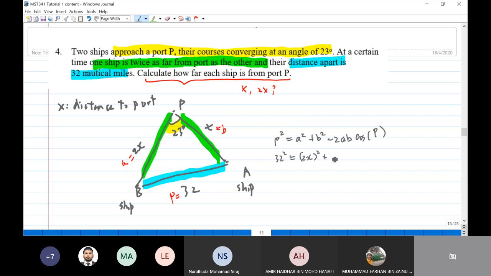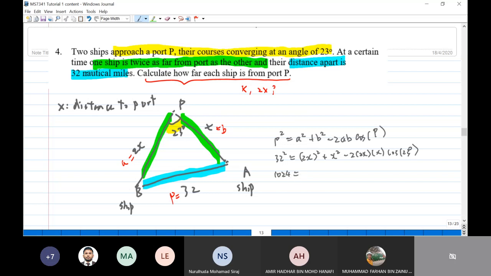B is equal to x there, so x squared. Minus 2 times a, a is 2x here, b is x here, then cosine 23 degrees. So you press the calculator and see what this is. 32 squared is how much, right? You square it, get 1024.